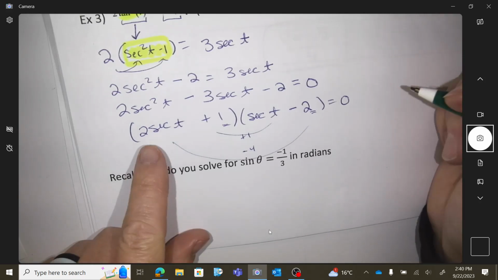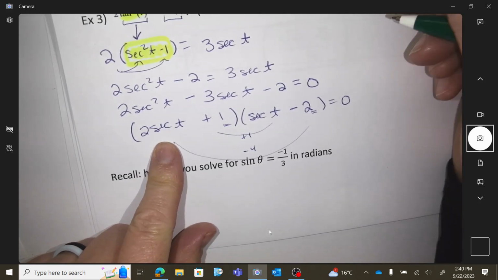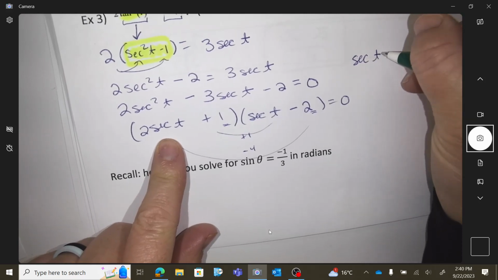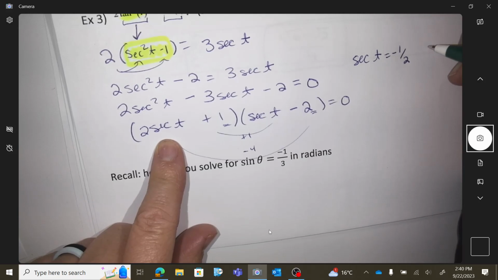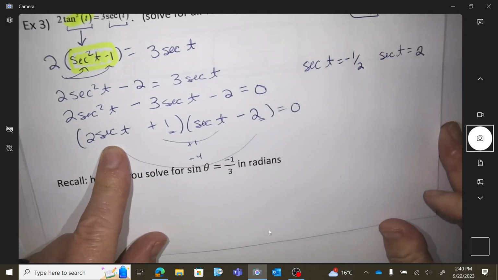Okay, so now trig value time. So secant t equals negative 1 over 2. And secant t equals positive 2.